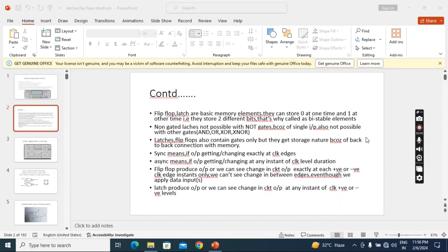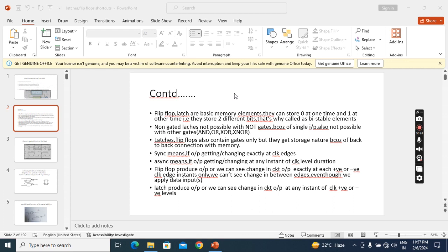So we are using memory elements in sequential circuits. That memory element can be a gated latch or a flip-flop. These gated latches and flip-flops are basic memory cells or basic memory elements. They can store 0 at one time and 1 at another time. So they are storing two different bits. That's why these are called bistable elements.